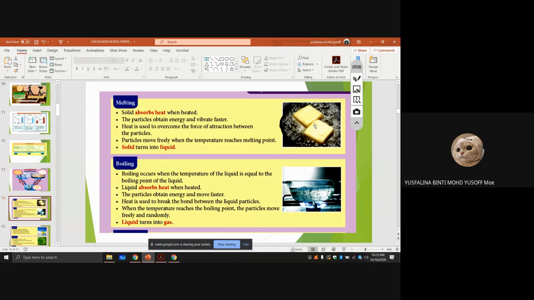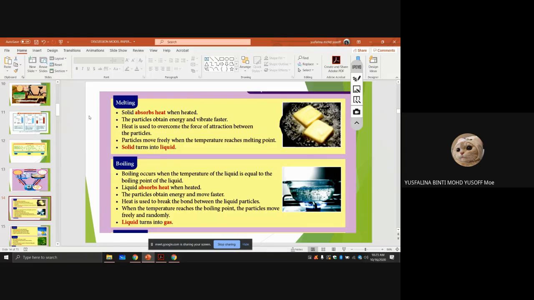Okay, so when you heat up the butter, it will melt. What happened when you give the heat to this butter? When you heat up the butter, you give the energy to the particles inside the butter, so it will vibrate faster, like this, right? And then after that, the heat is used to overcome the force of attraction between the particles.